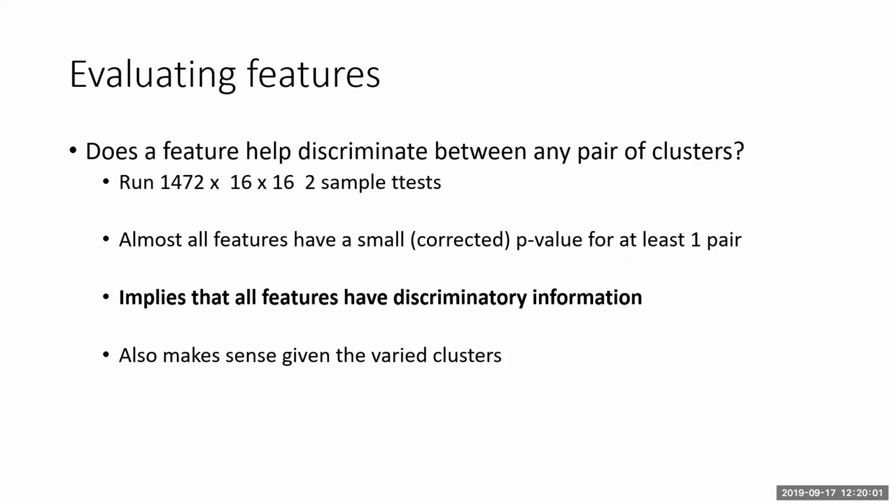Okay, so one way to evaluate features is to ask, does a feature help discriminate between any pair of clusters? So I ran a bunch of t-tests where I compared every cluster to every other cluster. For each feature, I asked, does it help discriminate at least one pair of clusters? Almost all features have some discriminatory information, even when you look at really small p-values. And that kind of makes sense because some of these clusters of images were pretty distinct.